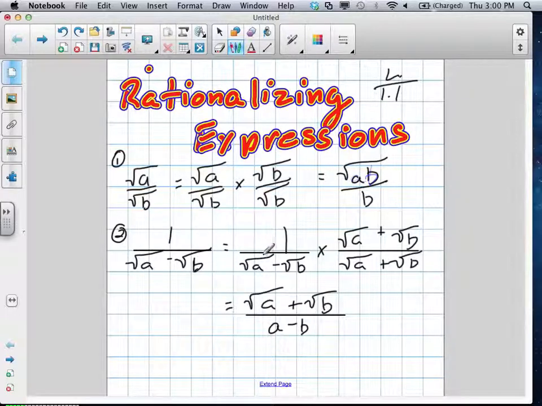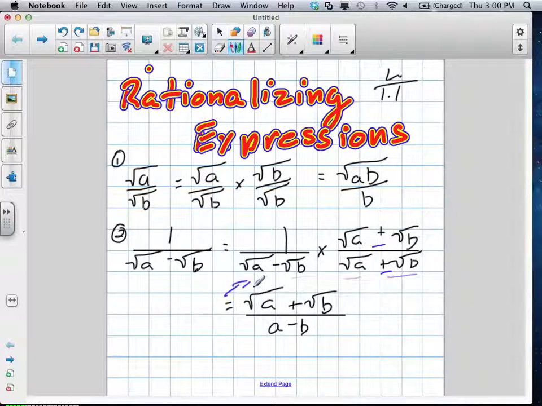Second process, it's pretty much the same idea. The only difference is on the bottom, say we have two terms instead of one. Here we only have one term we're dealing with. If we have two terms added or subtracted to each other, we're going to take the two terms, okay, and we're going to use the same radicals. The only difference is we're going to use the opposite operation when multiplying the top and the bottom of the fraction. So in other words, this one was a subtraction sign. We use the same two radicals when multiplying the top and the bottom of the fraction, but the opposite operation, which is an addition sign.